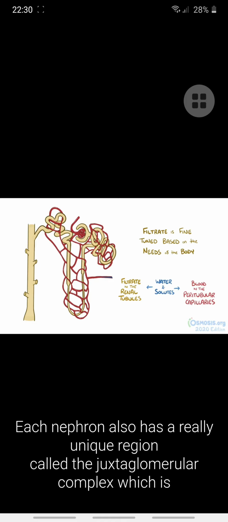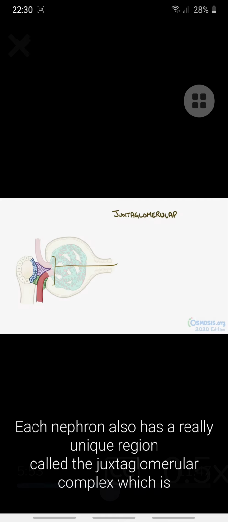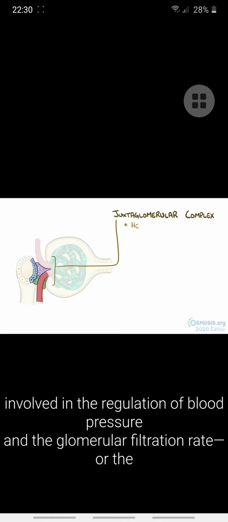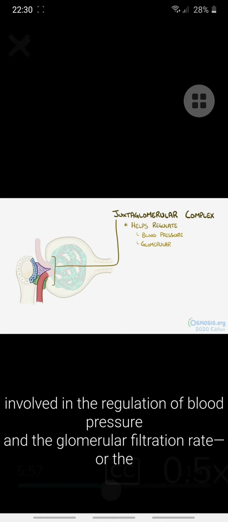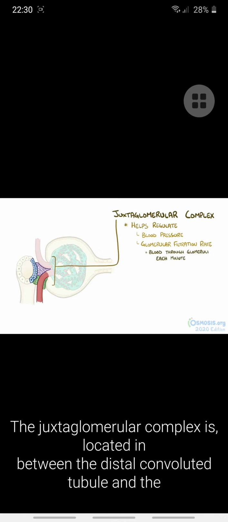Each nephron also has a really unique region called the juxtaglomerular complex, which is involved in the regulation of blood pressure and the glomerular filtration rate, the amount of blood that passes through the glomeruli each minute.